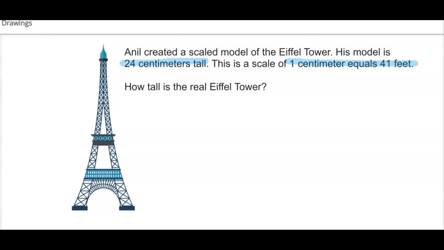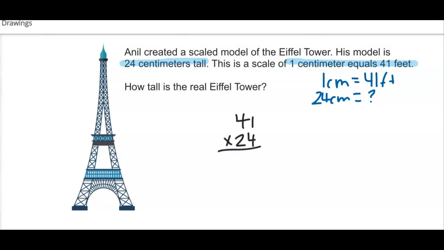To find how tall the real Eiffel Tower is, we can use Anil's scale model. When a scale has a unit of 1, like we have with 1 centimeter, we can use multiplication. If 1 centimeter is equal to 41 feet, then to find how many feet 24 centimeters is equal to, I can multiply 41 by 24. 41 feet times 24 is equal to 984 feet.